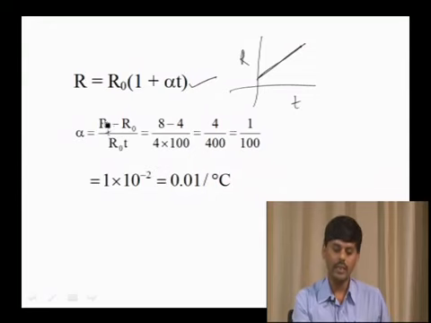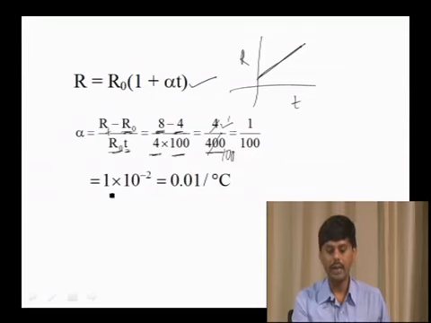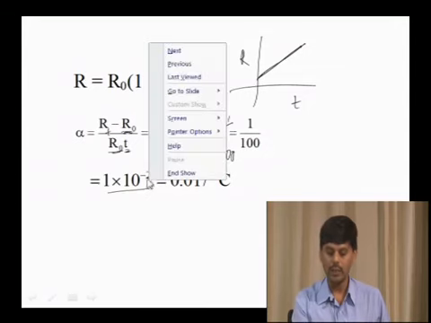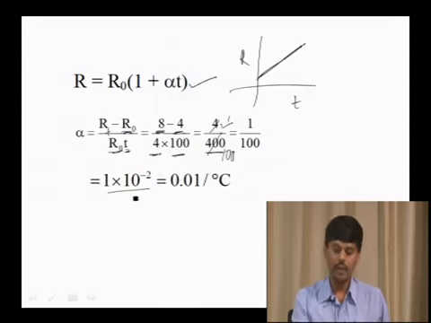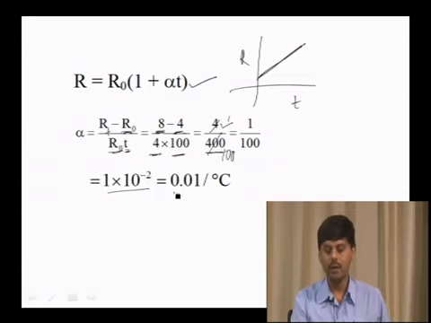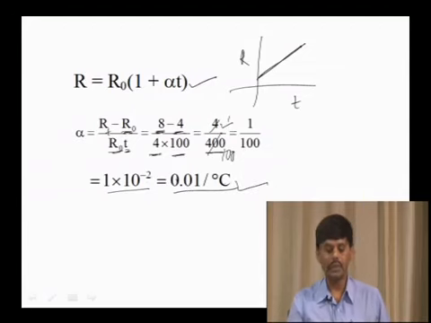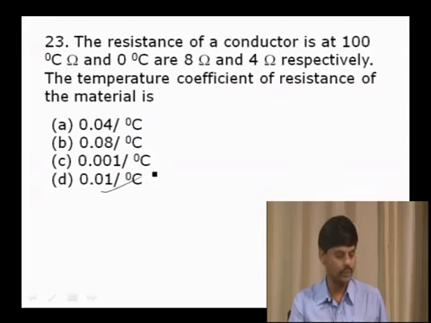Here the value of resistance at 100 degree is 8 ohm, and at 0 degree it is 4 ohm. R naught is equal to 4 and the temperature is equal to 100. 8 minus 4 is equal to 4, 4 into 100 is equal to 400. This is 1 time and this is 100 time, which gives 1 divided by 100. 1 divided by 100 can be written as 1 into 10 raised to minus 2. If we shift the powers, we get 0.01 per degree Celsius. The correct option is D. D is the correct option.